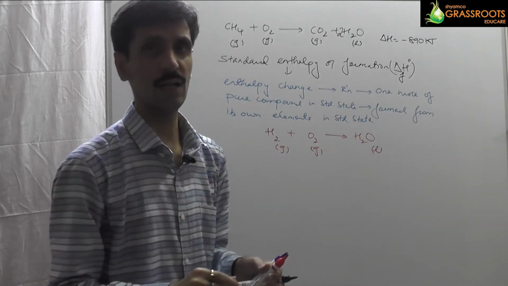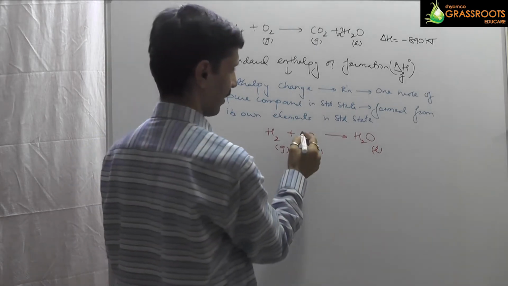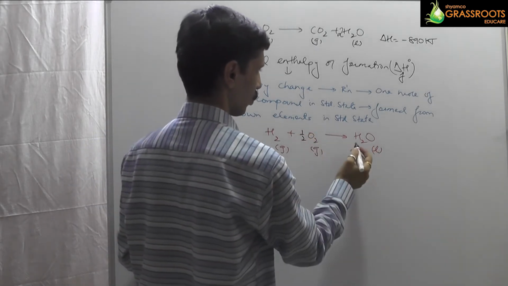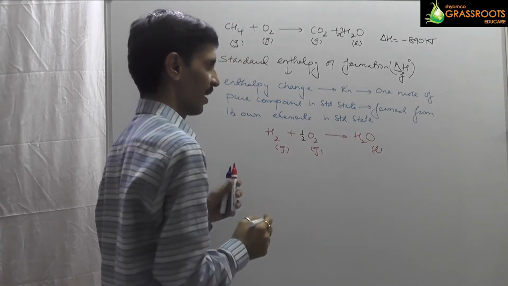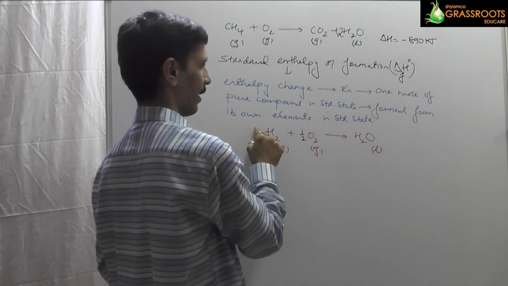Now coming back to the balancing of the reaction. So the balancing of the reaction will be, I balance it in this way. H2 plus half O2 gives you what? H2O. Now you'll say, why is it so? Why shouldn't I do it like 2H2O and I make it 2 over here?